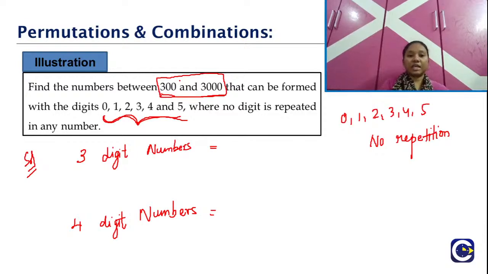So that's why 300 is mentioned as in between, right? So 300 is also not counted. Vice versa, 3000 is also not counted. So quickly answer this.